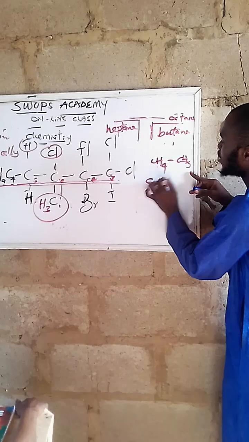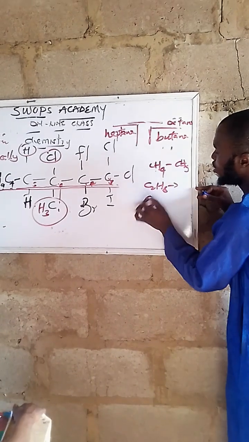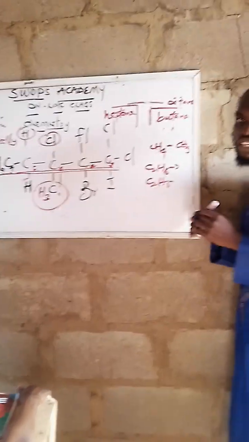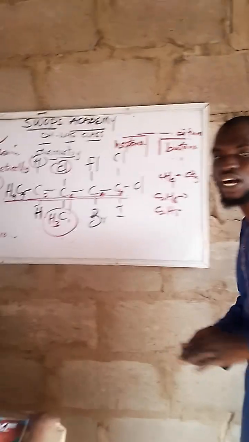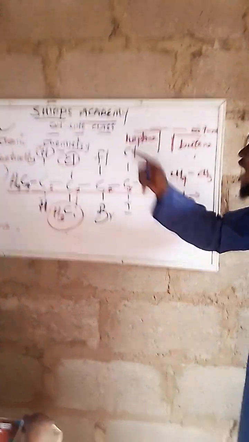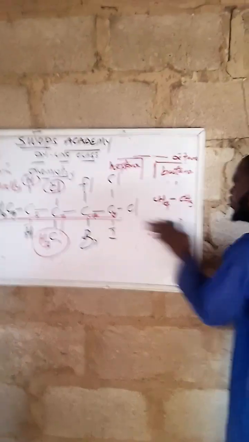This is C2H6. Remove one. C2H what? H5. Ethyl. That's how we have, right? Yes. We have alkyl group as a substituent, and we have what? Halogen group as the substituent. Are we together?